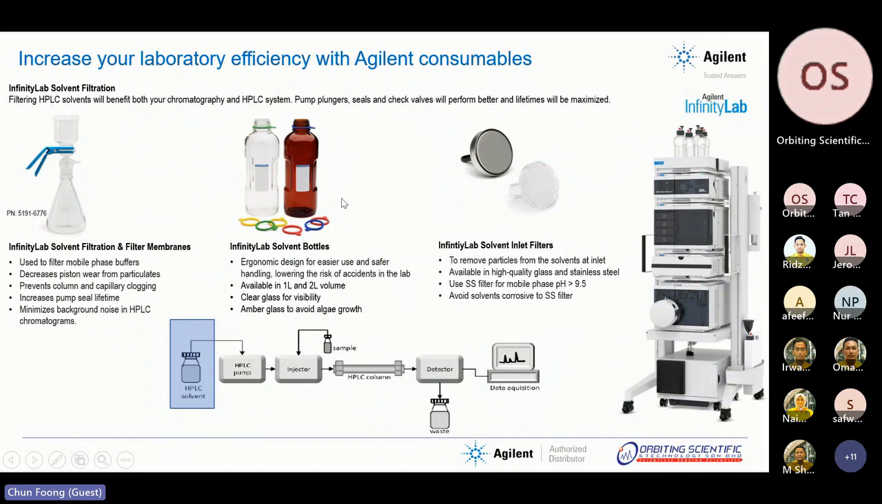The next thing is that we will contain the solvent in solvent bottles. There are many types of solvent bottles, mainly clear glass and also amber. Use amber glass to avoid algae growth. Then the next thing is the inlet filters. Always check the inlet filters at the mobile phase reservoir. This is another level of guard house to prevent particulates from entering the LC system.